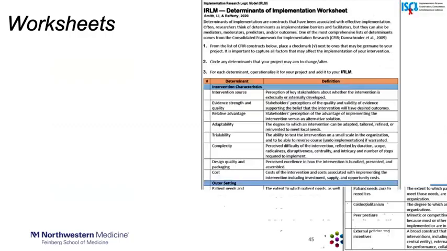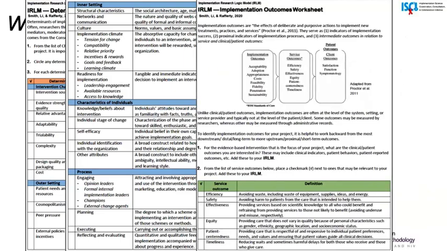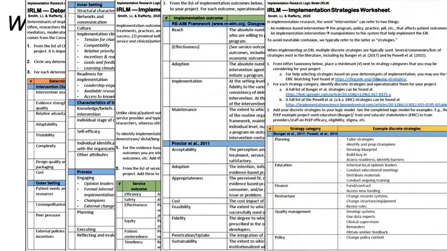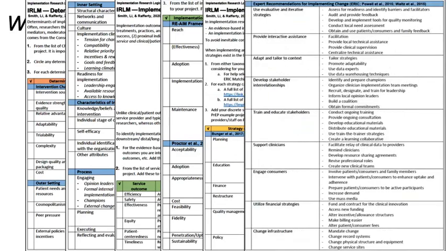We also have a series of worksheets. There's a bunch. They have to do with the determinants of implementation, they have to do with the implementation outcomes, and then they also have to do with implementation strategies. So these are just really helpful ways of having all these things at your fingertips as you're trying to complete the implementation research logic model. These will be available on the ISKI website, as well as additional files within the manuscript and subsequent, hopefully forthcoming, article that will be available.